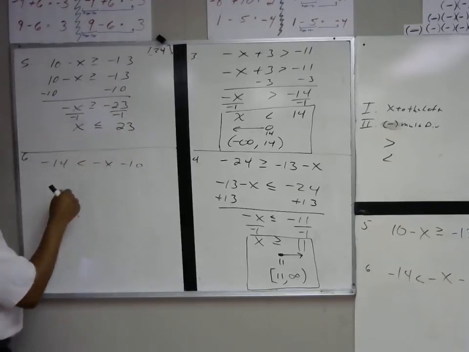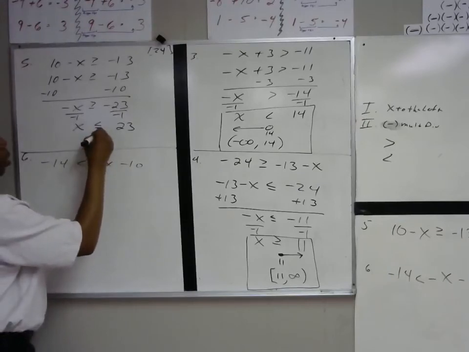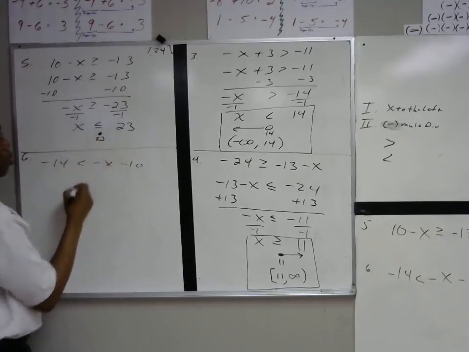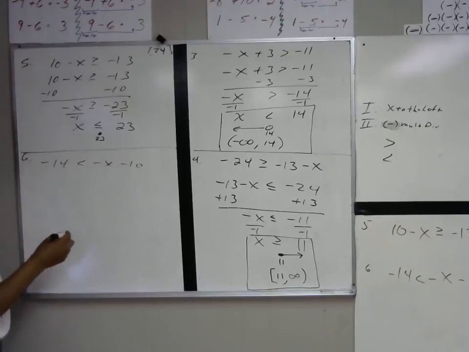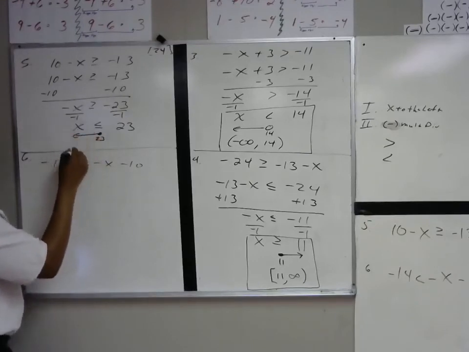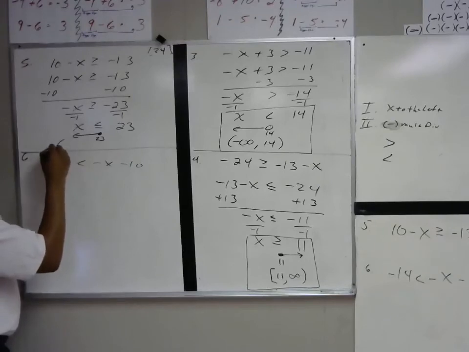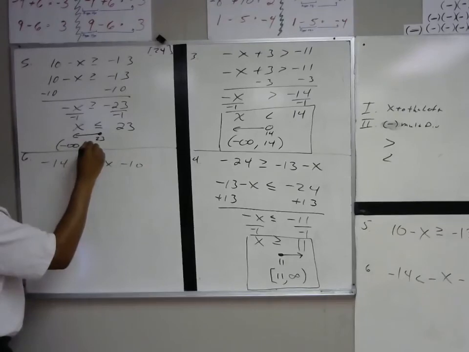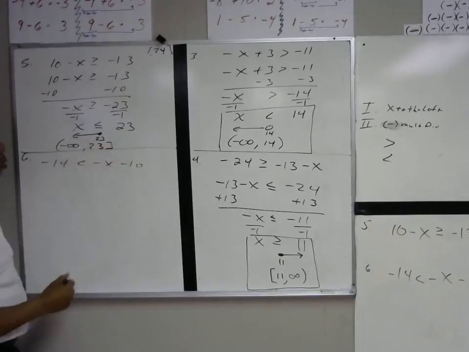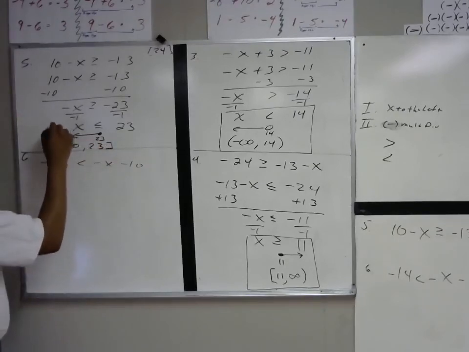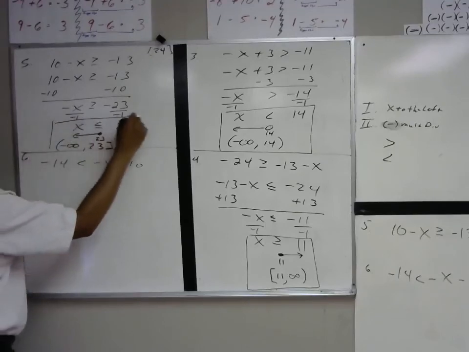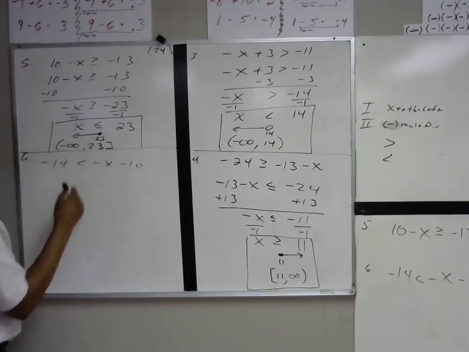All right, furthermore, the graph of this will be a closed circle at 23, and this will go to the left. It's less than. And the interval notation for this will be parentheses, negative infinity to 23 and a bracket. So those are your three notations.